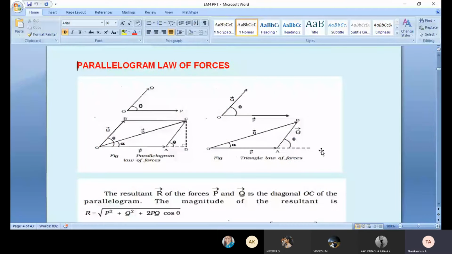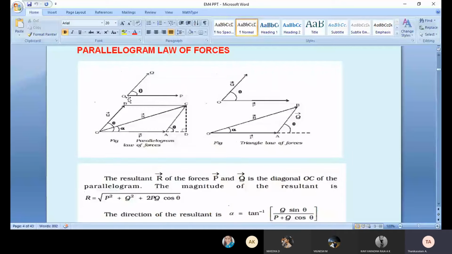Parallelogram. See the first diagram: two forces, P and Q, acting on the particle at point O. Therefore, the resultant equals the square root of P squared plus Q squared plus 2PQ cos theta. And the resultant angle alpha equals tan inverse of Q sin theta divided by P plus Q cos theta.